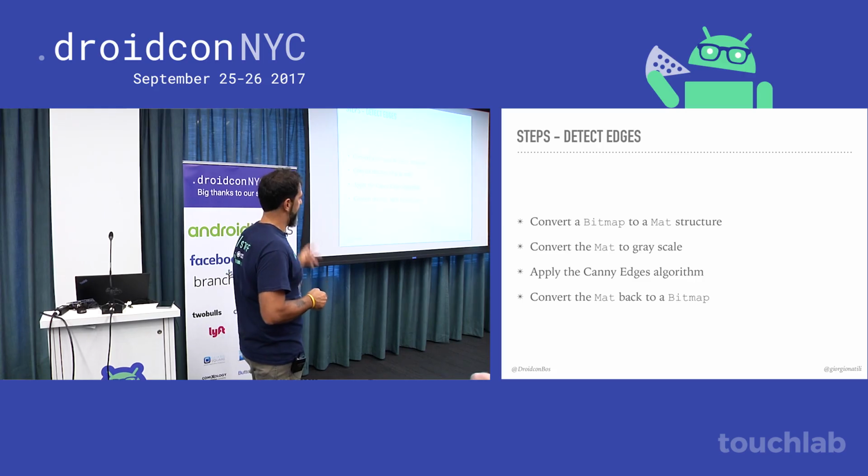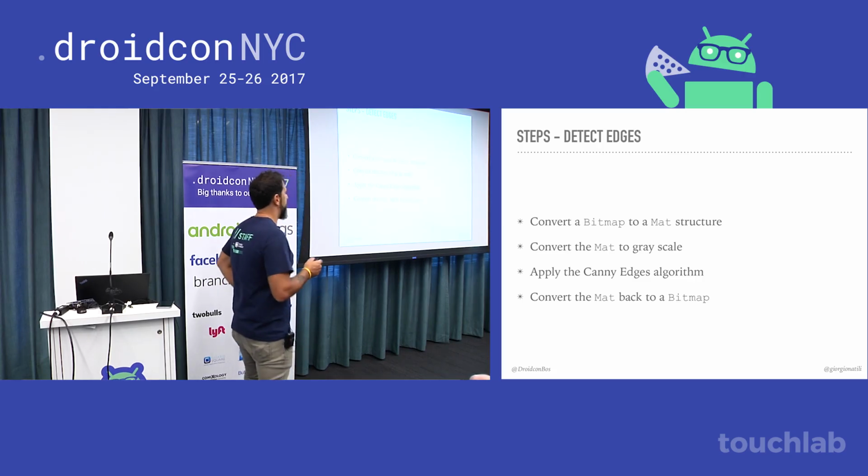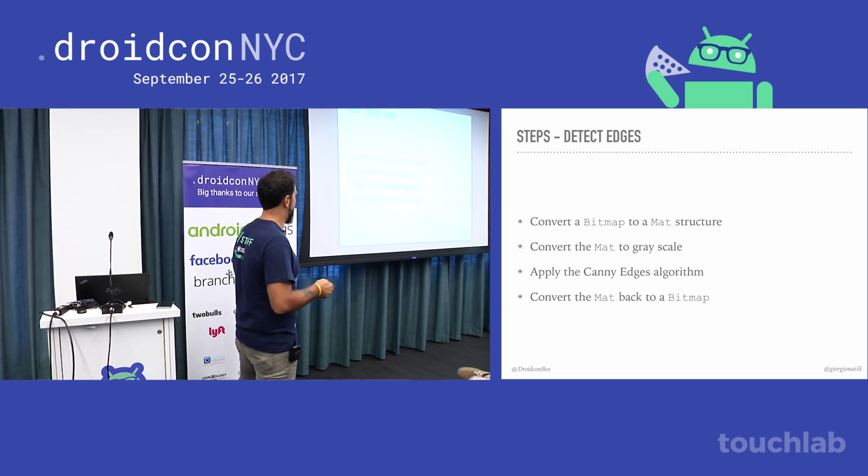Driving lanes. You need to convert a bitmap to a matte structure. Let's say that you are getting an image from whatever source in your Android application. You convert the matte to grayscale. You apply the Canny Edge algorithm, and you convert the matte back to a bitmap.